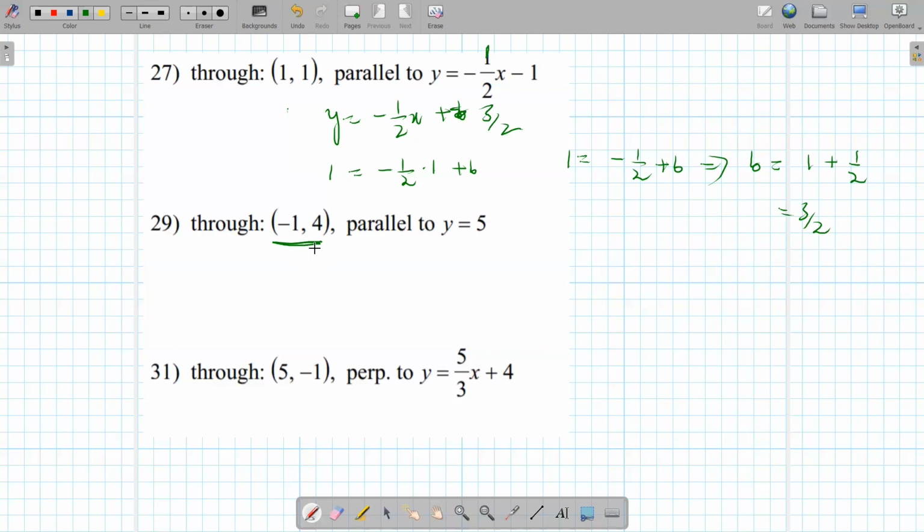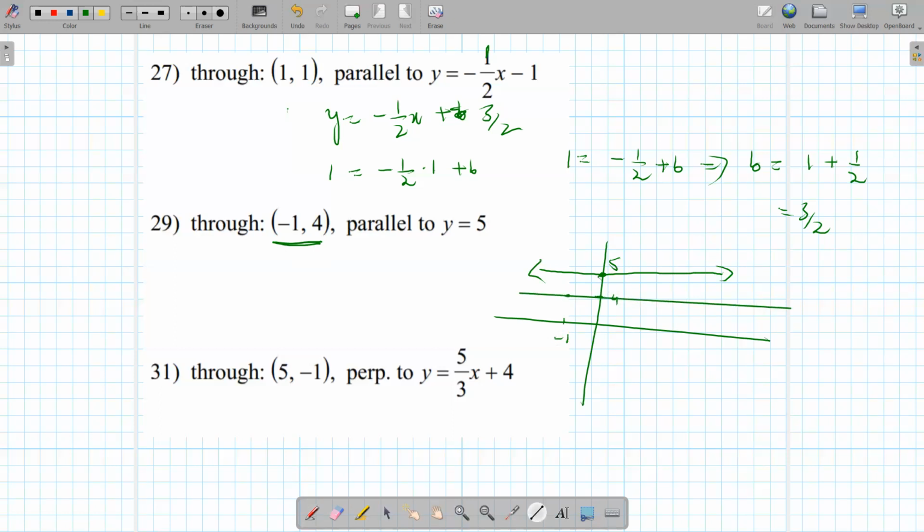What would you do for this one? So here, think about it. y equals 5 has a slope of 0, right? We need a line that's parallel to this, so our answer is also going to be a horizontal line with a slope of 0. And we know it goes through -1 and 4 right there. So you just draw a horizontal line through this. What's the equation of this line? Just 4. Yeah, y equals 4, and that's the answer to this.